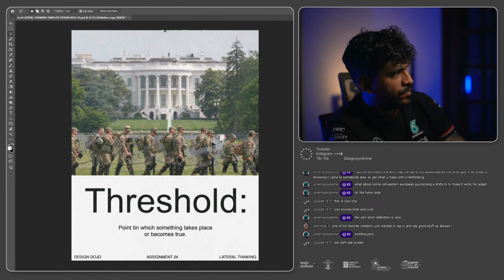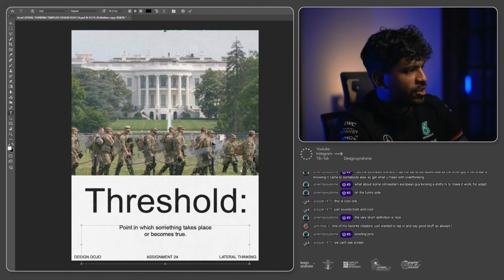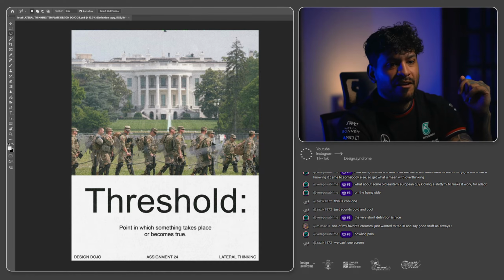Threshold. Point in which something takes place or becomes true. Also works with the image, I feel like. You see what I mean?